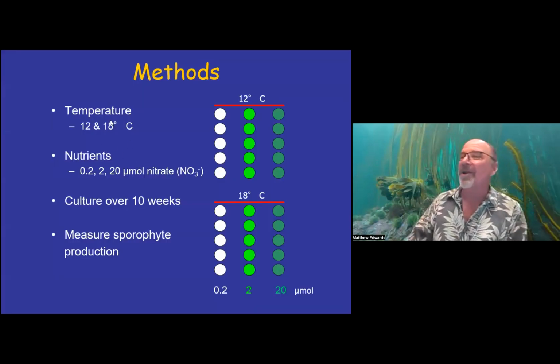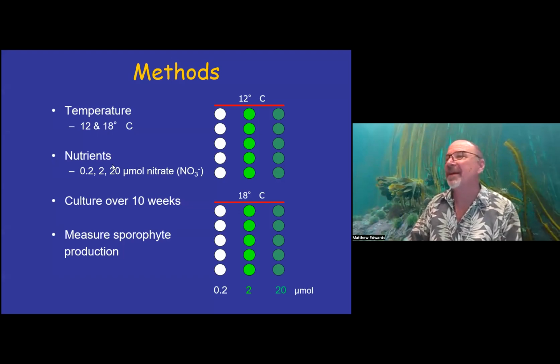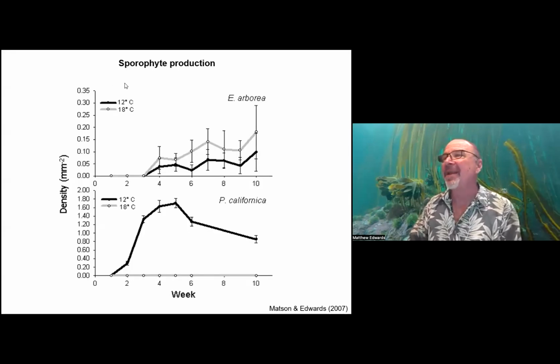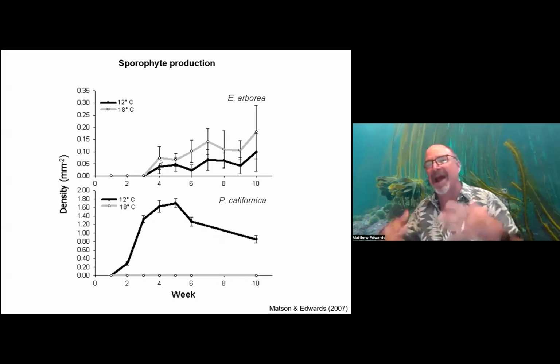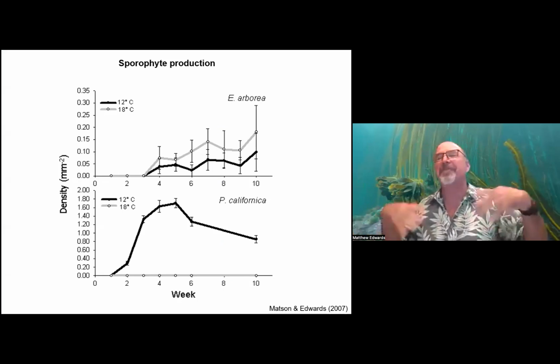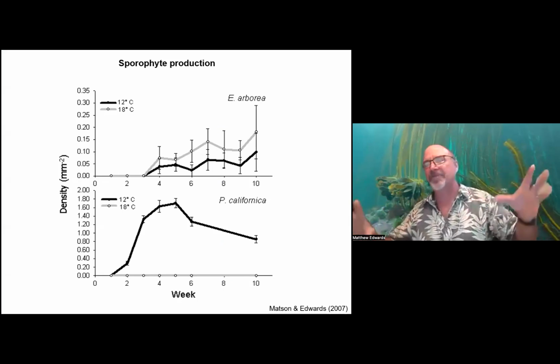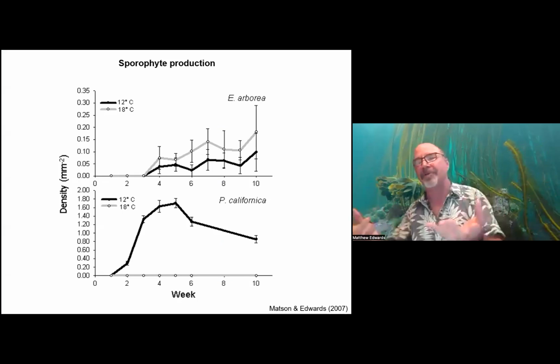So we went into the lab. We had two temperatures, 12 and 18 degrees, different nutrient levels, going a couple orders of magnitude of nitrate, and over 10 weeks, we could measure sporophyte production. And we did these in Petri dishes again. If you look at sporophyte production, the density on the x-axis and the number of weeks on the y-axis, the first thing we know is for Eisenia, they recruit after about 4 weeks. That matches some of the other things we've seen and what other people have found.